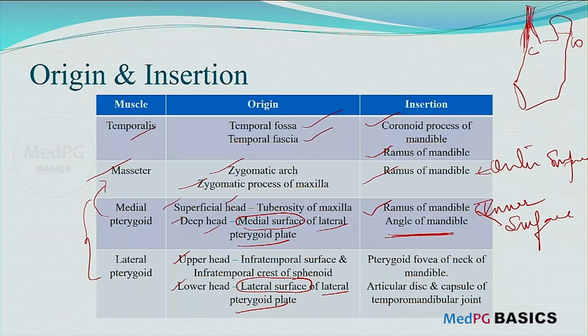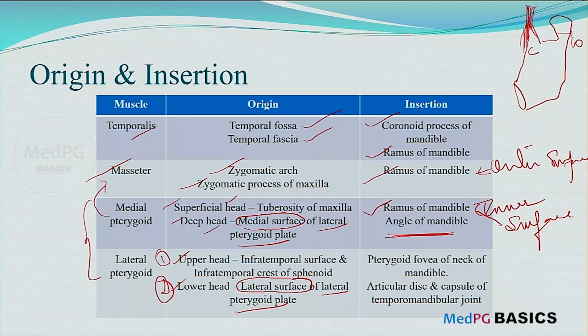So going on to the lateral pterygoid, it has two heads, the upper head and the lower head. The upper head has its origin from the infratemporal surface and the infratemporal crest of the sphenoid bone, whereas the lower head, similar to the deep head of the medial pterygoid, also originates from the lateral pterygoid plate, but from the lateral surface. Now these two fibers extend backwards almost transversely and get inserted to a small depression onto the front of the neck of the mandible.